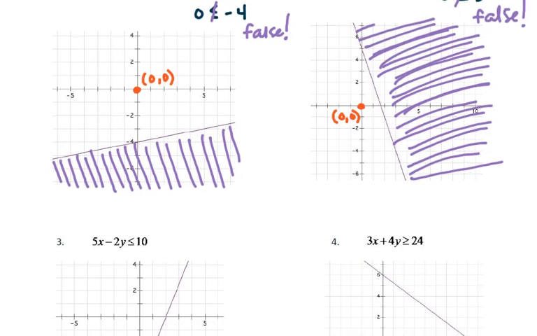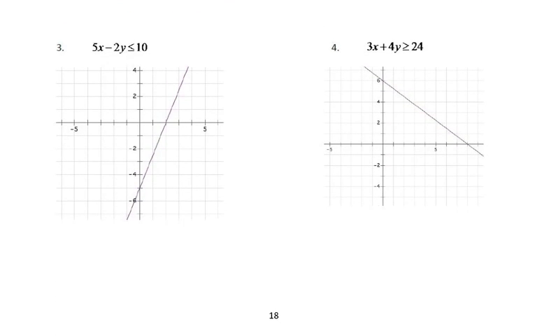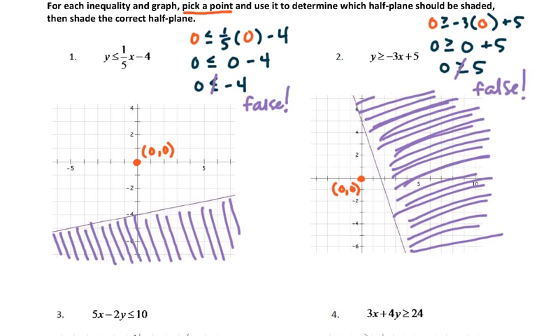Okay, let's try it on number 3. If I were to try a 0, 0 here. Now notice this one is a little bit different. So if we look at these first two, these are what we call in slope-intercept form, where y is by itself. And these are kind of nice because let's say we didn't want to deal with the algebra here.